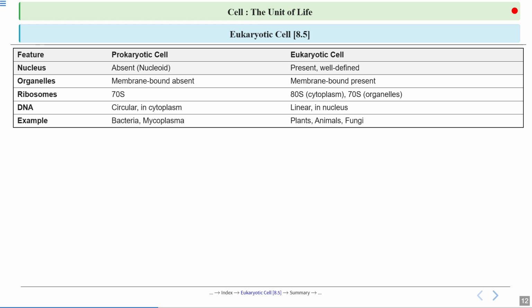So DNA in prokaryotic cell, it is circular, present in the cytoplasm. Okay, they also consist of extra-nuclear DNA as well, known as the plasmid. Then in eukaryotic cell, the DNA is linear and present within the nucleus, also known as the nuclear DNA. Then prokaryotic cells, what are the examples? Bacteria and mycoplasma, these both are prokaryotes. Mycoplasma is the smallest living organism because it lacks the cell wall. And then example of eukaryotic cell, plants, animals, and fungi.